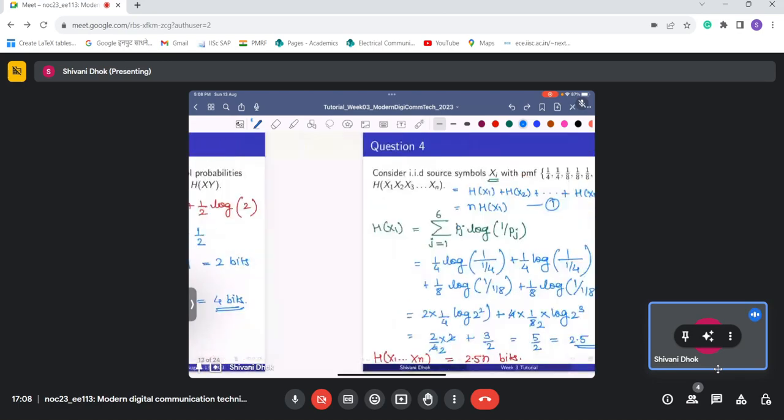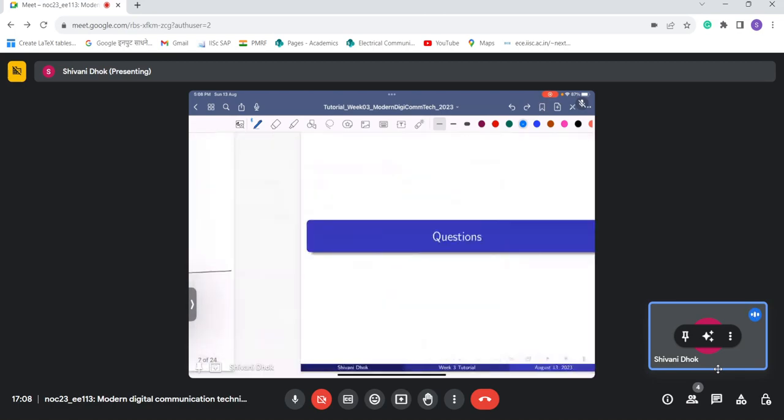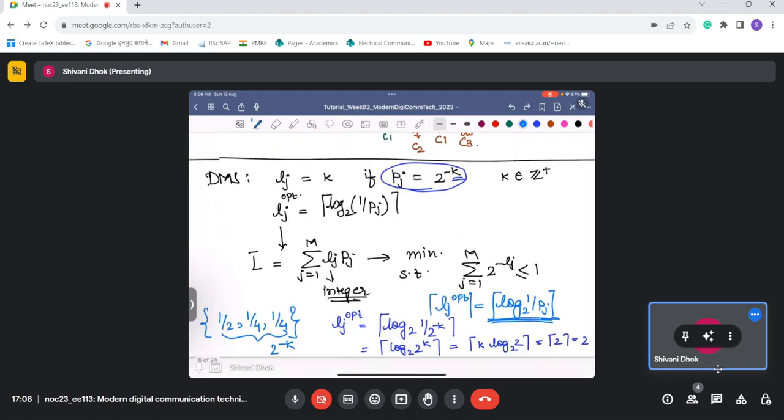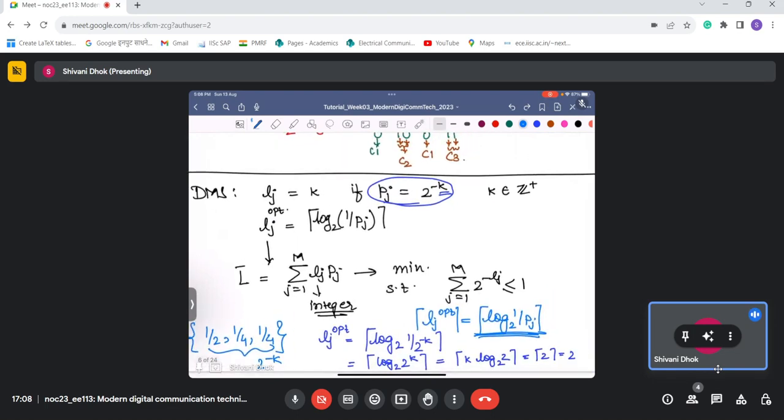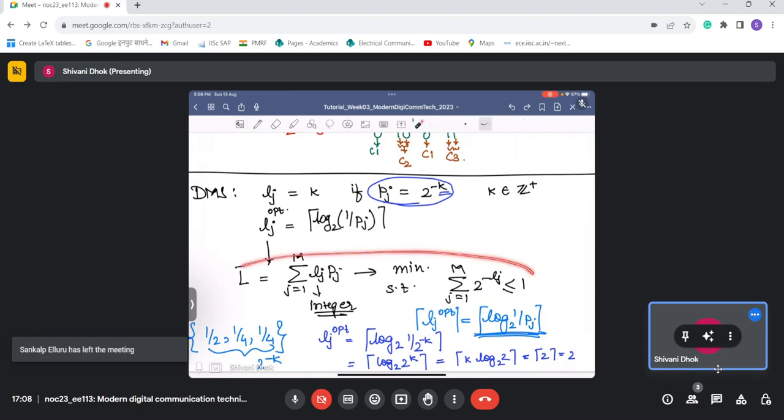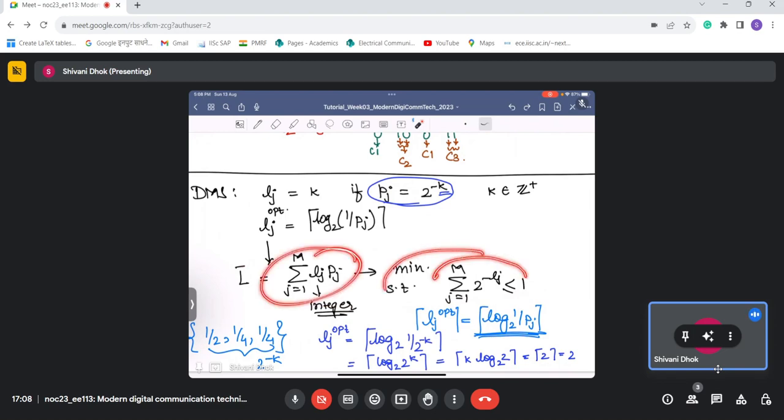So if we go back to our discussion which we did at the beginning of our class, this one, where we were trying to find the minimum average length of any code. So basically we had to minimize this quantity with respect to the Kraft inequality constraint. This was the optimization problem which we were solving, and this Lj optimum was obtained, in the ideal case, as log to the base 2 of 1 by pj.